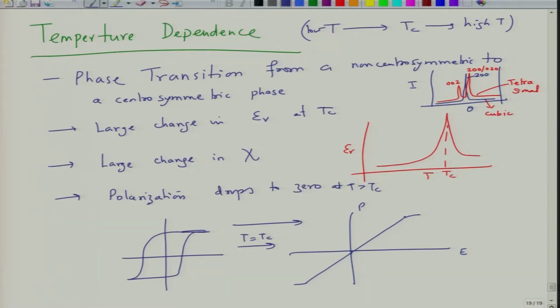So, these are the observations that one makes when you make measurements across the Tc. So, this is a brief information about ferroelectrics. In the next lecture, we will discuss the thermodynamics of these phase transitions of two types, and how the susceptibility and polarization vary across the transition temperature.